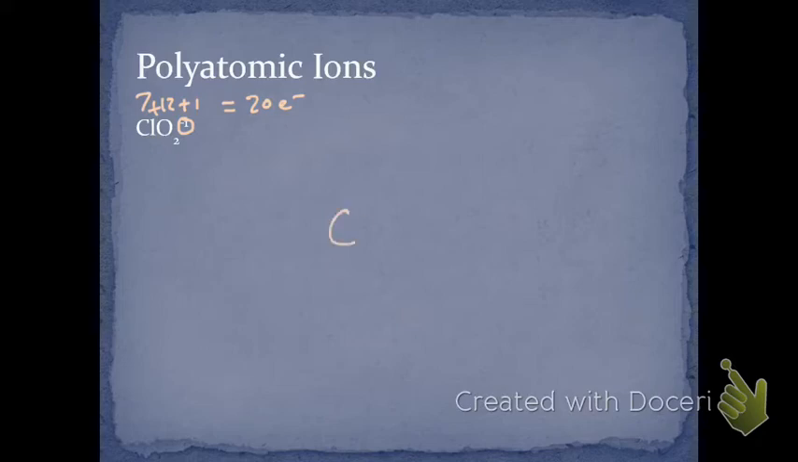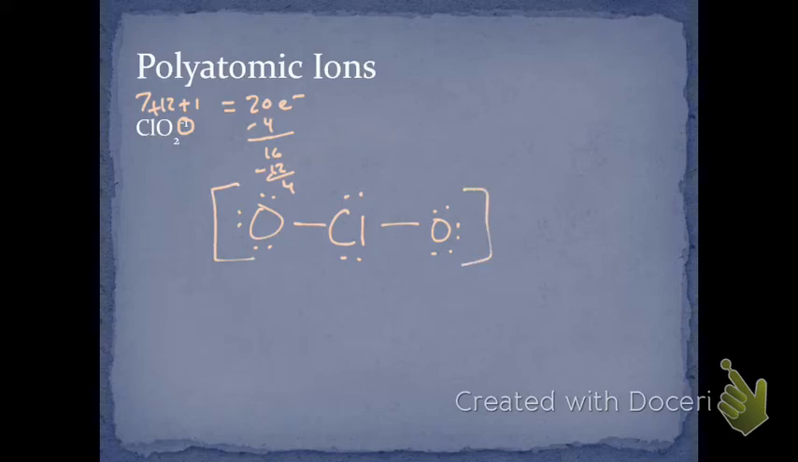And then we're just going to go ahead and draw the structure. So I used up 4 there. So that got me 16. I used up 12, and then that gives me 4. And then, since this is an ion, we have to show that it has a charge, so we put brackets and the -1. So this would be the structure for ClO2 -1. This is actually not the most likely structure. This is not the most stable structure.